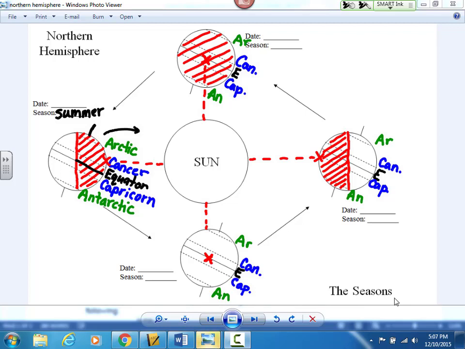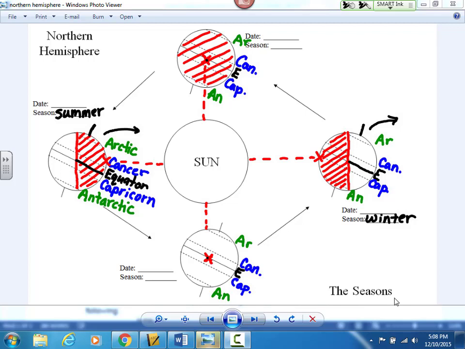Now if we go to the opposite side, here's the Northern Hemisphere, everything above the equator. Hopefully you can see that that is tilted away from the sun. So this is winter. And now we've got to decide about the other two. On the other two pictures, it's really not tilted towards or away because the direct rays hit right on the equator. So of course those have to be our spring and our fall.